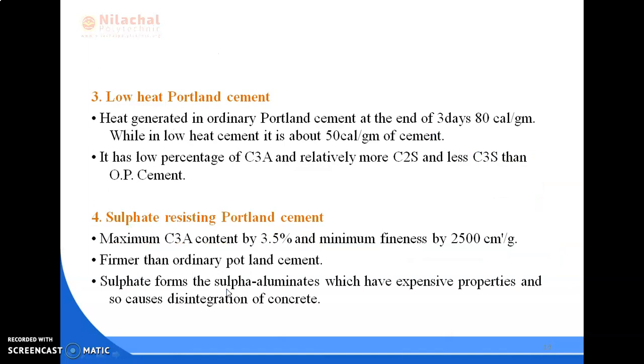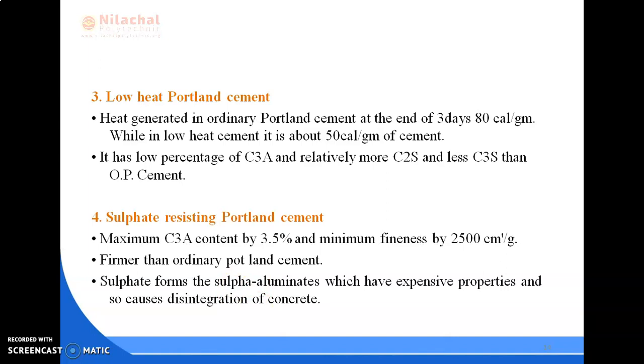Next is low heat Portland cement. Here the heat generated in OPC at the end of 3 days is 80 calories per gram, while in low heat cement it is about 50 calories per gram of cement. It has a low percentage of C3A, tricalcium aluminate, and relatively more dicalcium silicate and less tricalcium silicate than OPC. It reduces and delays the heat of hydration also.